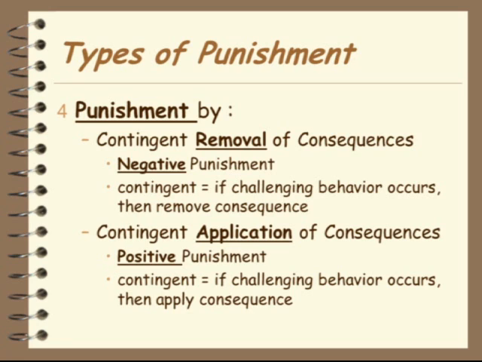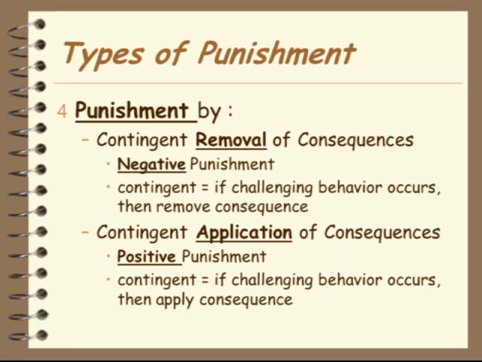Remember, we have positive and negative punishment. Positive punishment means that we're applying something, and it's usually something aversive, after a behavior occurs, and it decreases that behavior over time. In other words, the person learns, every time I do this, something I really don't like is going to happen, so I'm going to do it less.